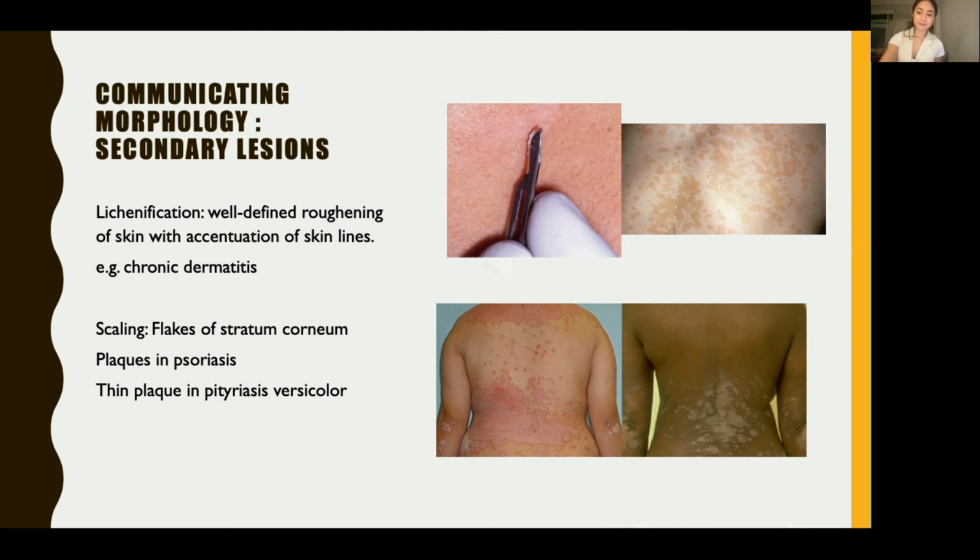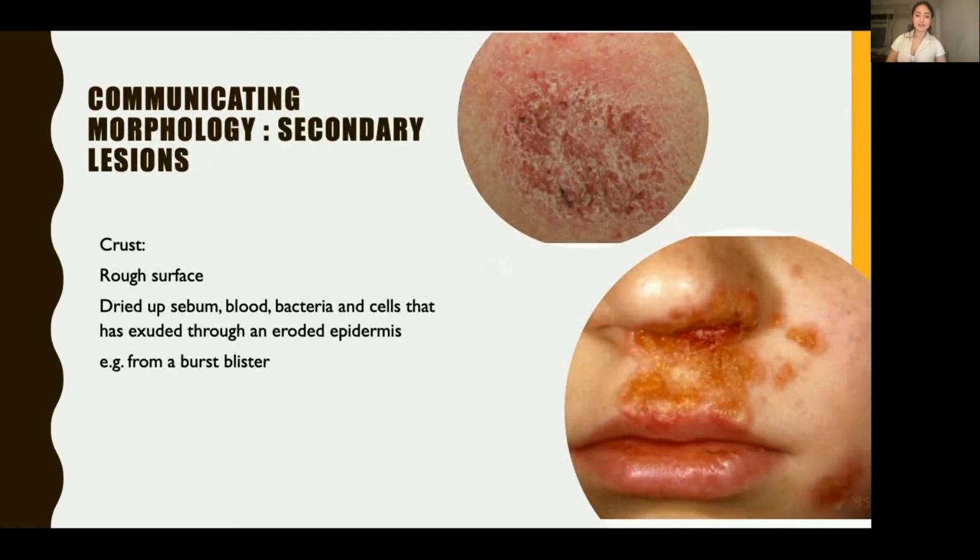Next slide. And then lastly, or not lastly, there's more, crust. Crust is just a rough surface. It's basically made up of dried up sebum, blood, bacteria, and dead cells from the top of the stratum corneum, which have basically come through.